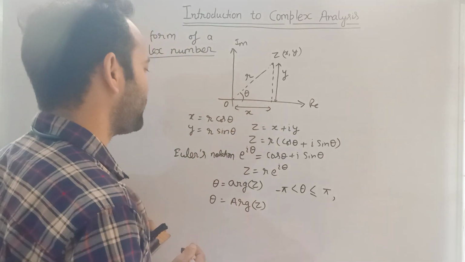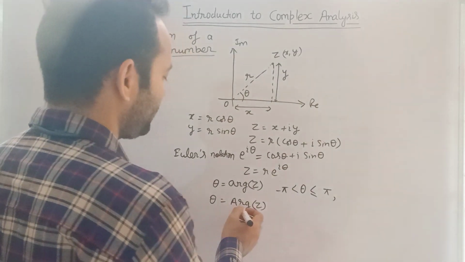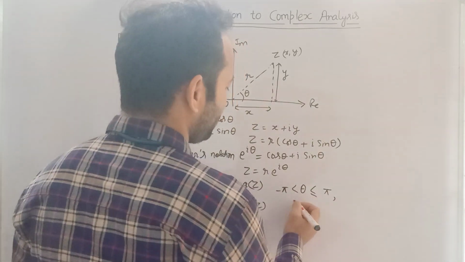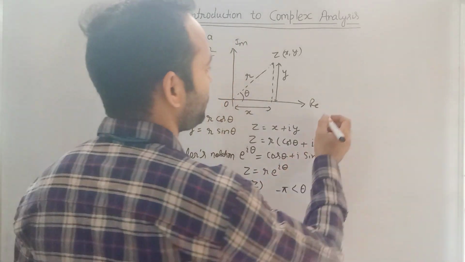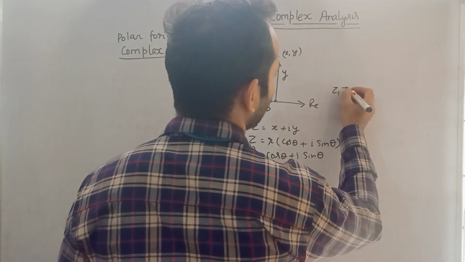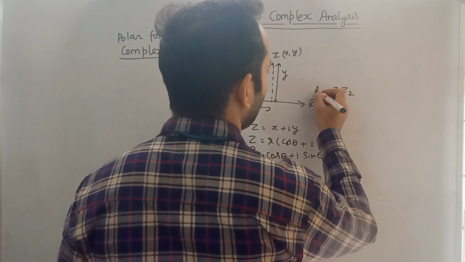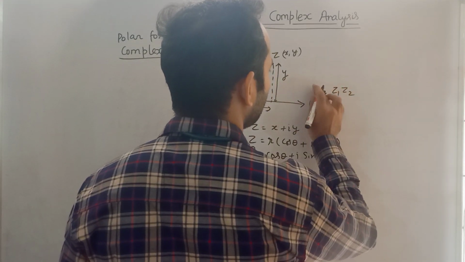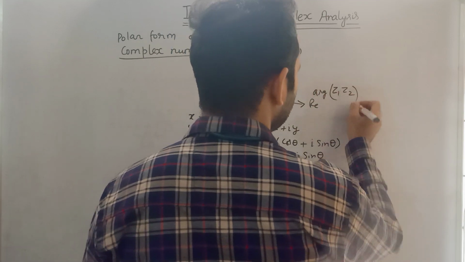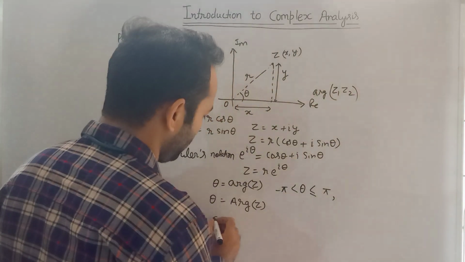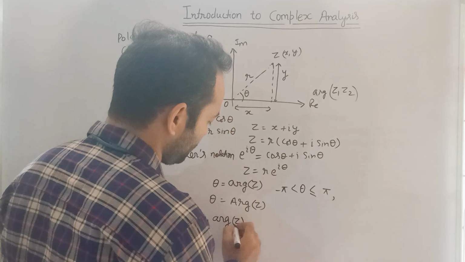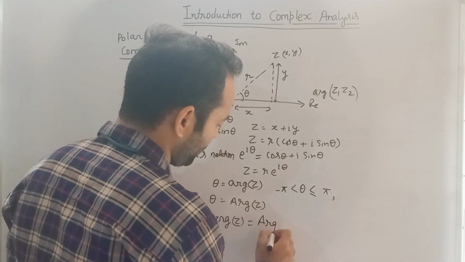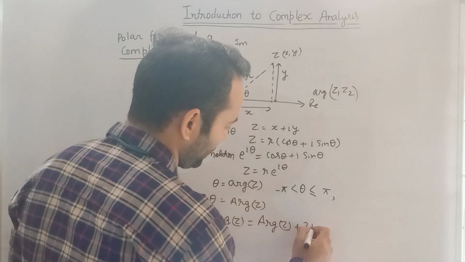Now tell me one thing. Theta is what? Argument of z. Now we are going to use this notation. So what is argument of z1 by z2? Before this I want to tell you that argument of z in general is equal to principal argument of z plus 2 n pi.